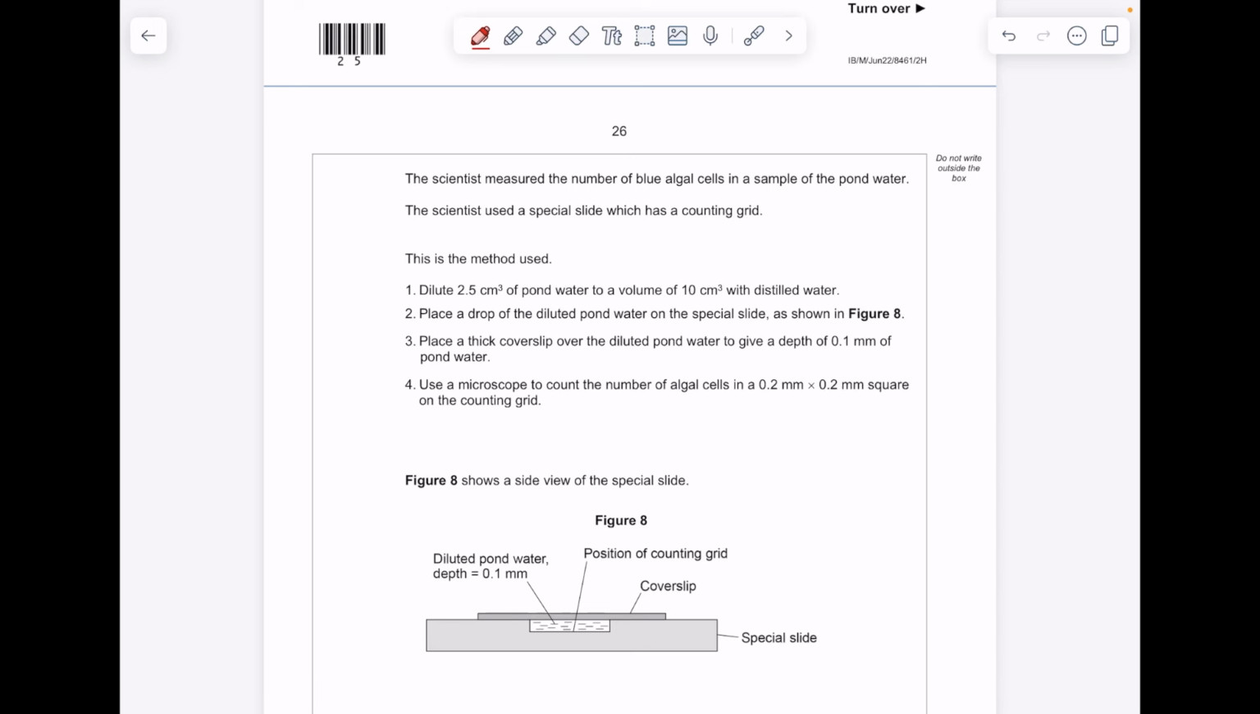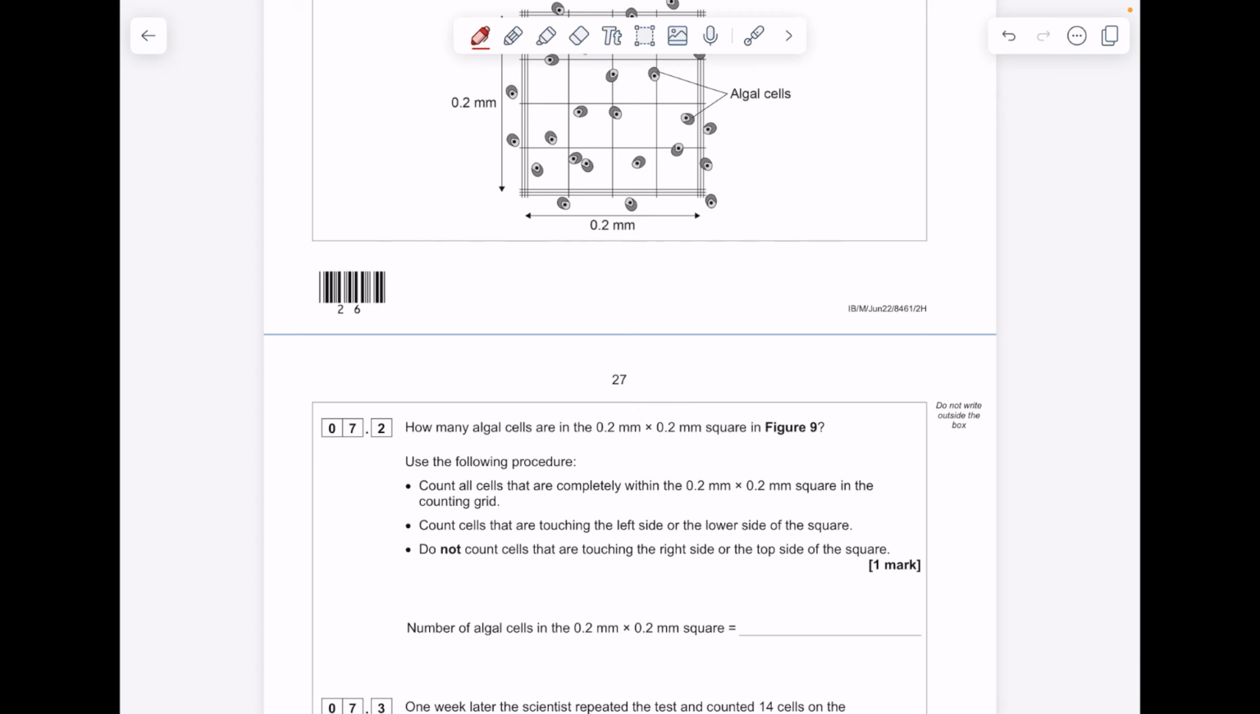Place a drop of diluted pond water on the slide. Place a thick cover slip over the diluted pond water to give a depth of 0.1 millimeters of pond water. Use a microscope to count the number of algal cells in the 0.2 by 0.2 millimeter square. How many algal cells are in the 0.2 times 0.2 millimeter square?